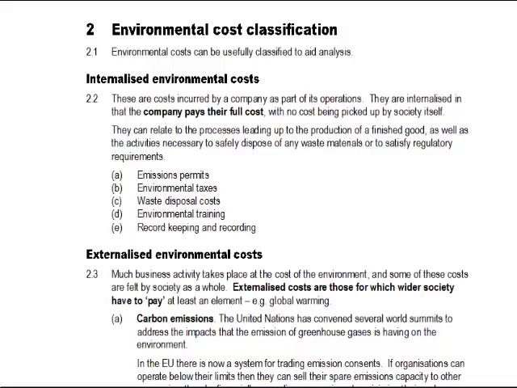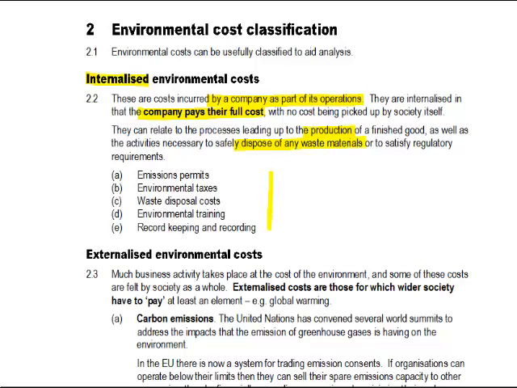In the exam, an angle of environmental costing is likely to be the classification into internalised and externalised environmental cost. So what do we mean by these terms? Internalised environmental cost means that costs are incurred by a company as part of its operations. These costs are where the company pays their full cost and there's no cost being picked up by society itself. They might relate to production of a finished good, and they might also relate to disposal of any waste materials. And they might have to do that to satisfy some sort of regulation.